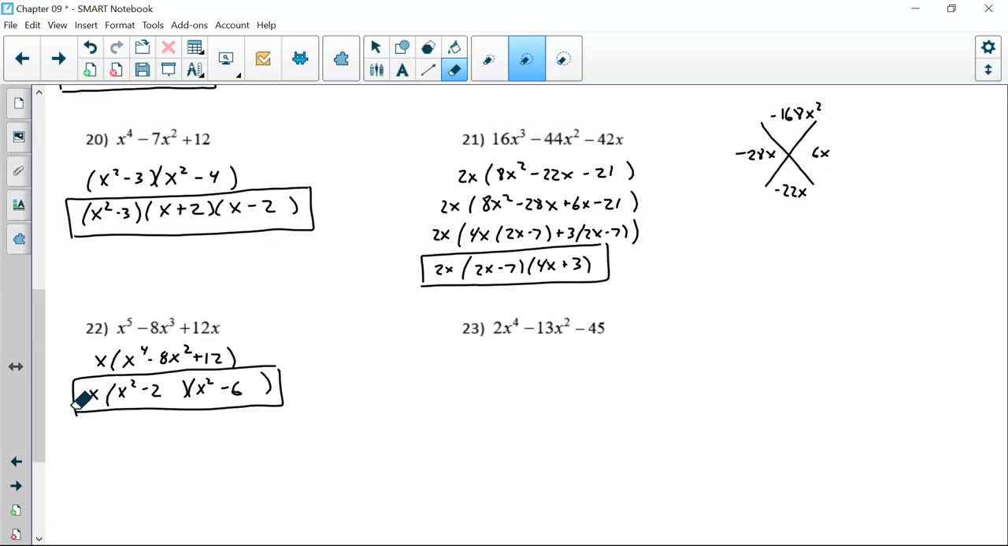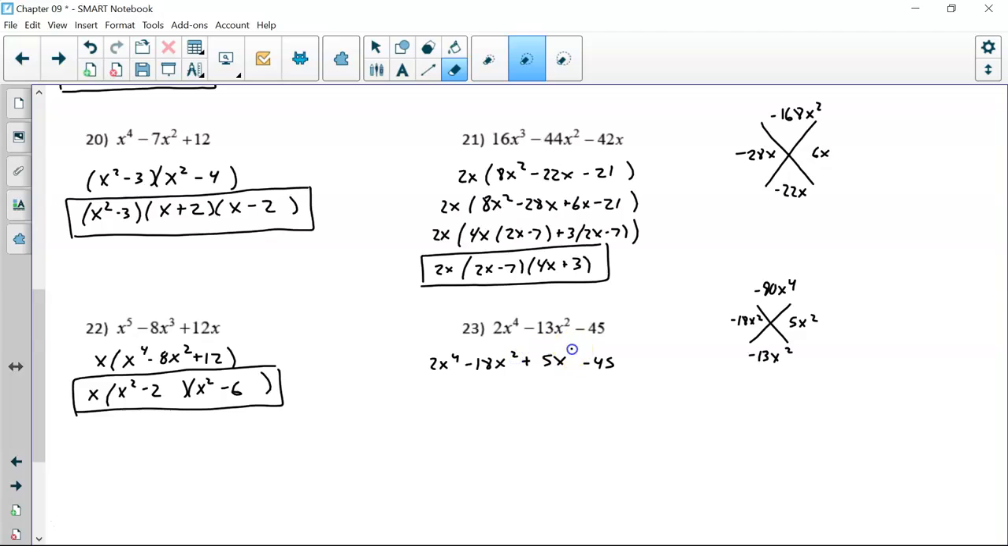And then for the last one, another polynomial in quadratic form. So we have negative 90x to the fourth and a negative 13x squared. Now to multiply to negative 90 and add to negative 13 is going to be a negative 18x squared and a positive 5x squared. So we have our 2x to the fourth in front, and at the end a negative 45. Then we have our negative 18x squared and our positive 5x squared.